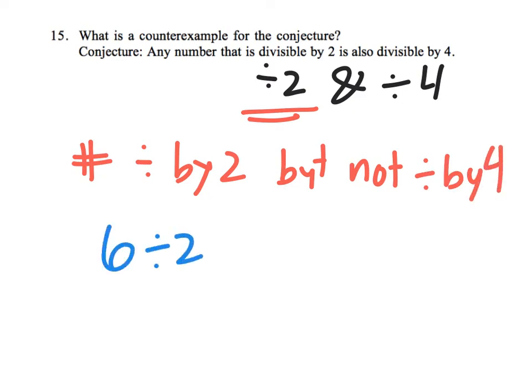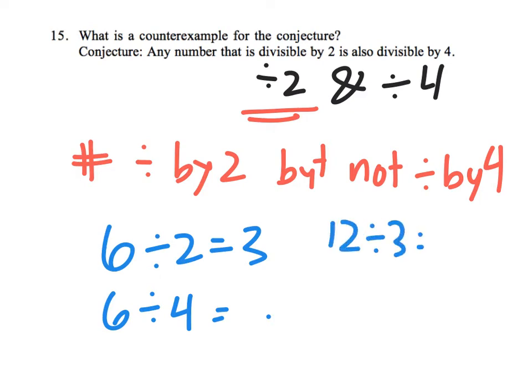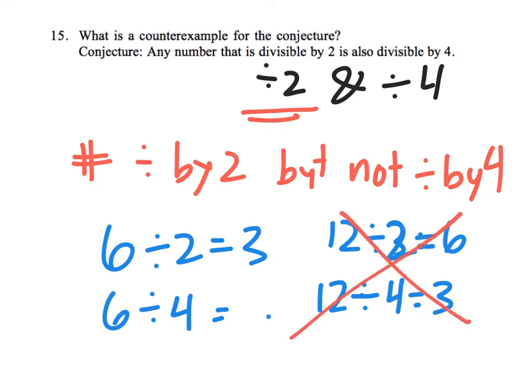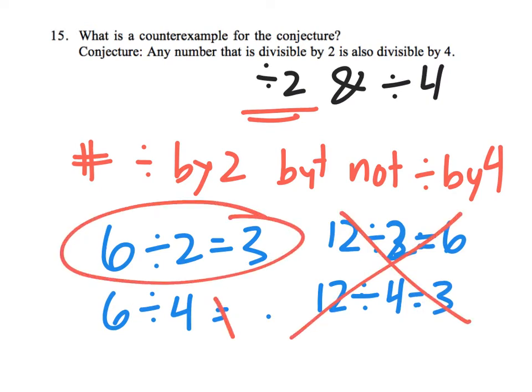So I think of things like 6. I can divide 6 by 2 and it gives me 3. I can't divide 6 by 4 evenly. It gives me some sort of decimal. We don't want a decimal. You could do, let's see what else. 8, just kidding, 8 works for both. You could do 12. Actually, 12 doesn't work either, because if I do 12 divided by 2, I get 6, and if I do 12 divided by 4, I get 3. So that one would not be a counterexample. So you want one that you can divide by 2, but you can't divide by 4.